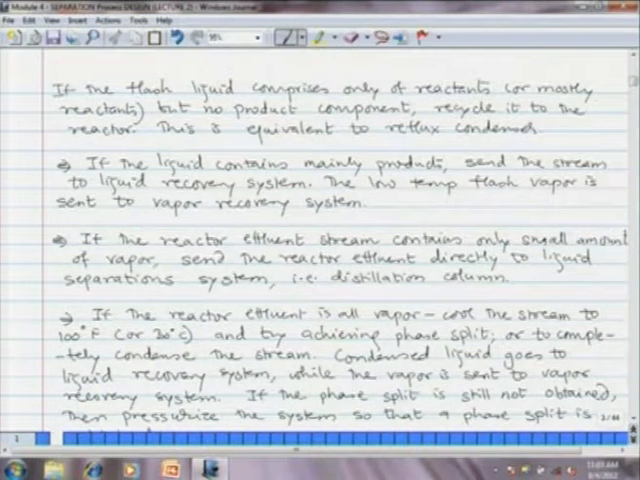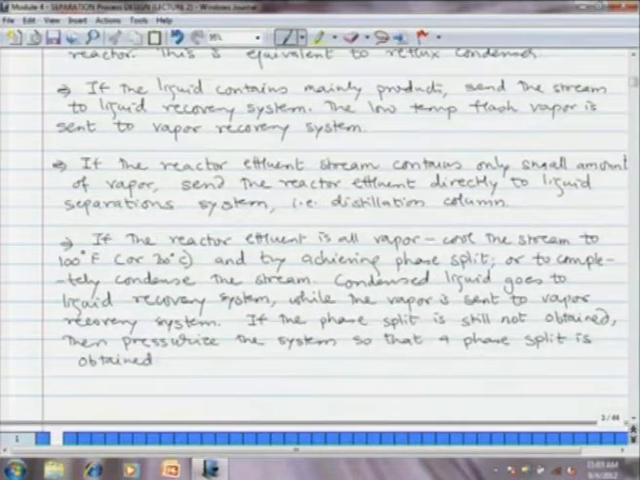If the reactor effluent stream contains only a small amount of vapor, then we have to send the reactor effluent directly to the liquid separation system, that is distillation column. Now, distillation column can take various types of feeds, as you have seen in the course of mass transfer, that decides the quality of the feed. If that Q value which is used in distillation, if Q is equal to 1, then the feed is completely saturated liquid or liquid at its bubble point. If Q is less than 1, then it is vapor, and so on and so forth.